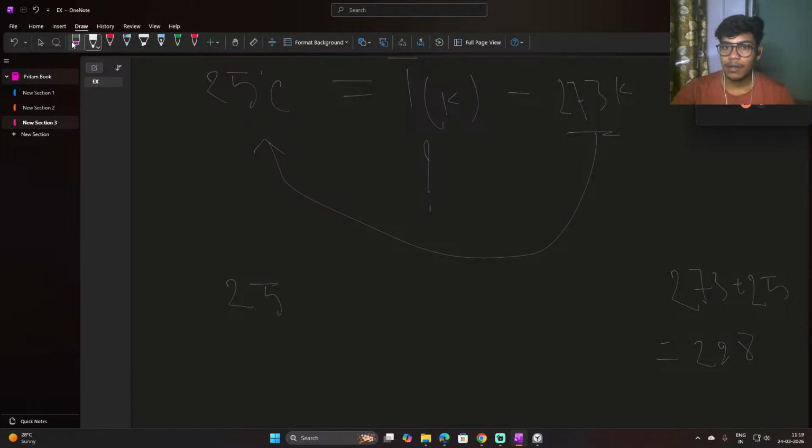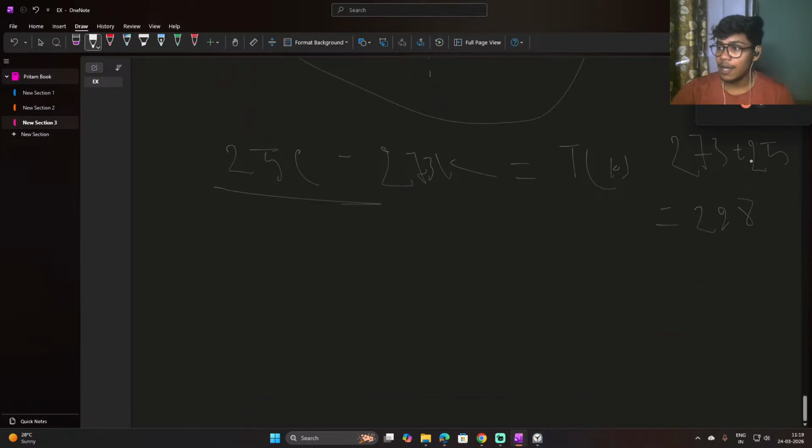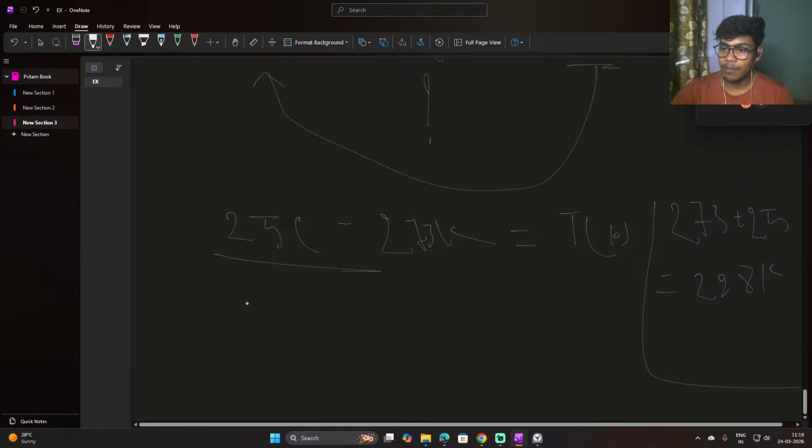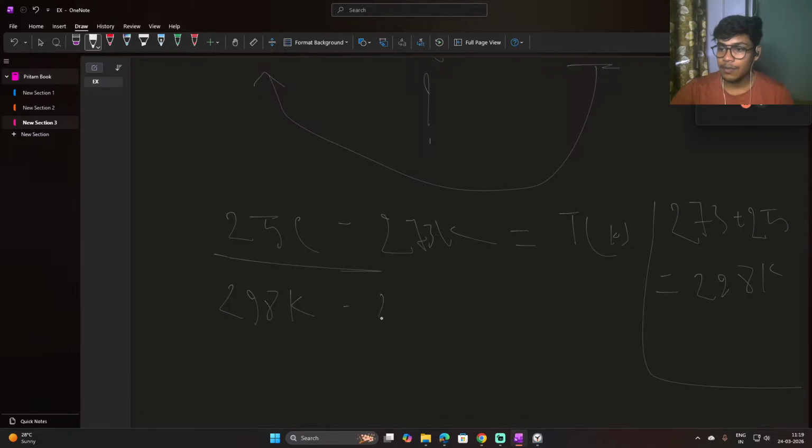So I'm writing it directly here. Otherwise you will not understand. So 25 degrees C, minus 273 K equals T in K. I calculated it here as 298 K for 25 degrees C. So I'm using 298 K minus 273 K equals T in K.